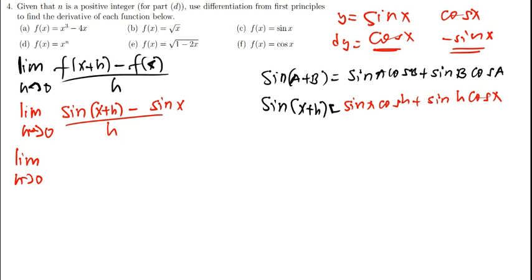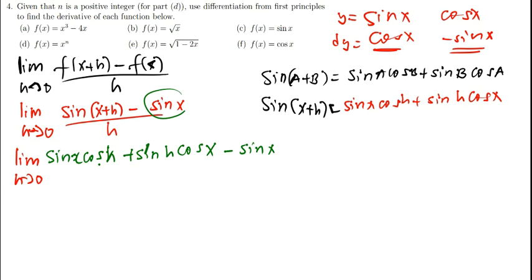So I'll replace that one with limit as h goes to 0. I'll replace that one with sine x cos h, sorry. Then I put plus, I have again sine h cos x, then minus sine x, which is this one. We divide it by h. I believe at that point you are good.